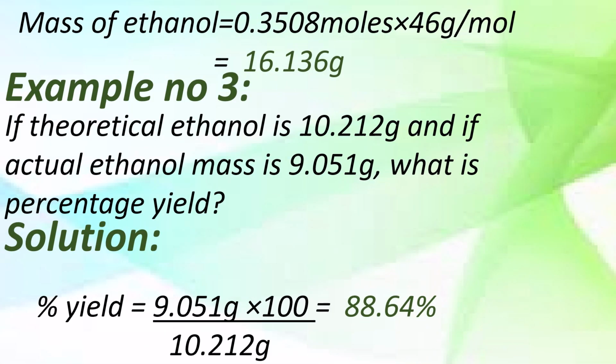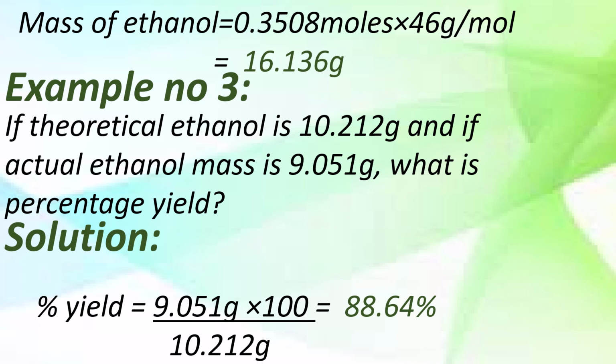Mass of ethanol is equal to 0.3508 moles times 46 gram per mole, the molecular weight of ethanol. After solving, the mass of ethanol is calculated to be 16.136 grams.